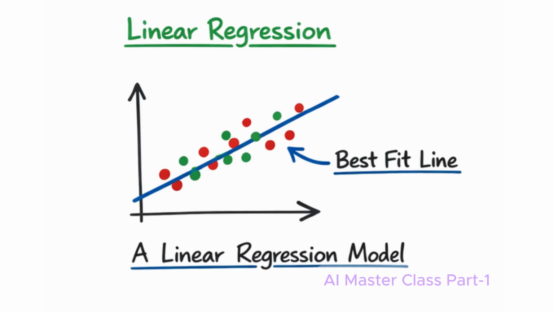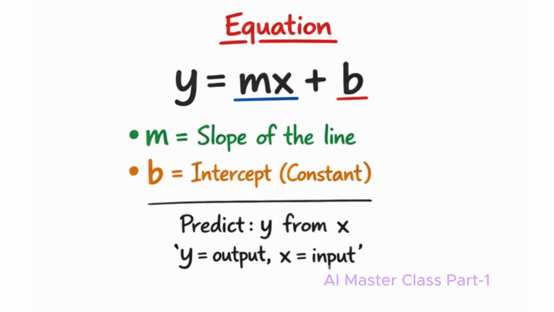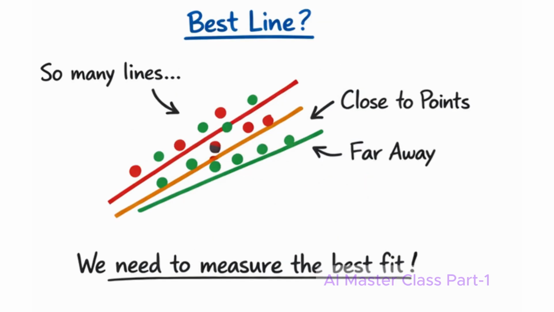Now mathematically we can write it as y = mx + b. Here m is just the slope of the line, which tells us how much the price changes when the area changes, and b is the intercept or constant that tells us the base value when the input is 0. So the model is simply saying, given an input x, I will predict the output y using a straight line relationship. Now the important question is, how do we decide which line is the best line?